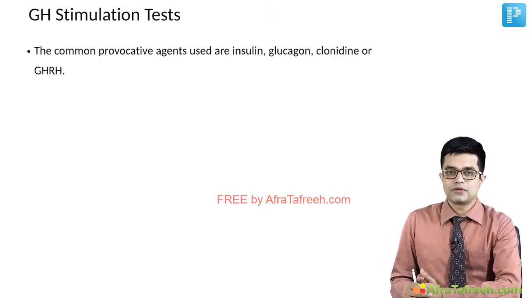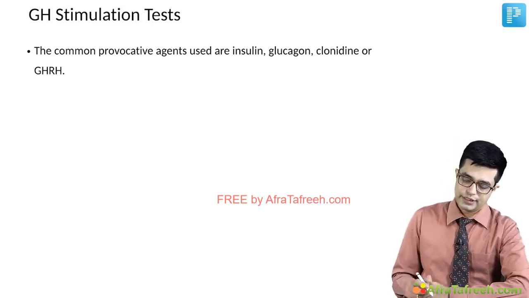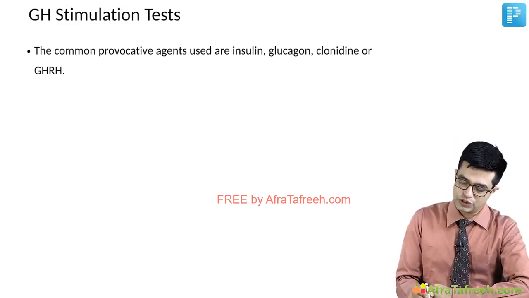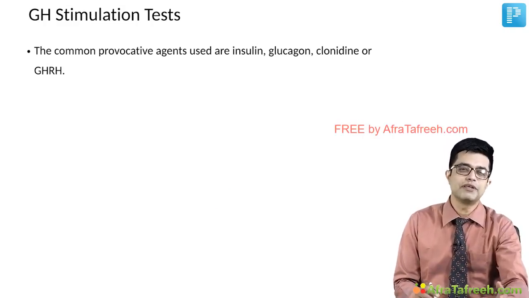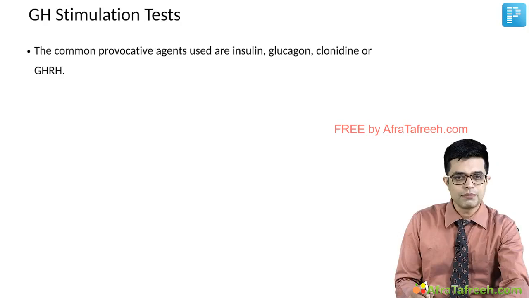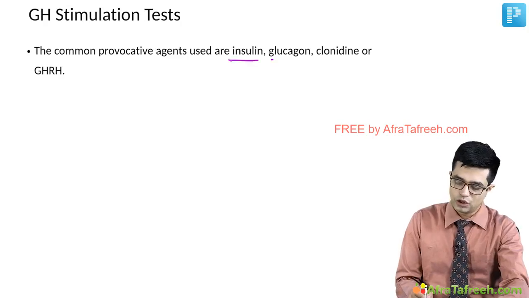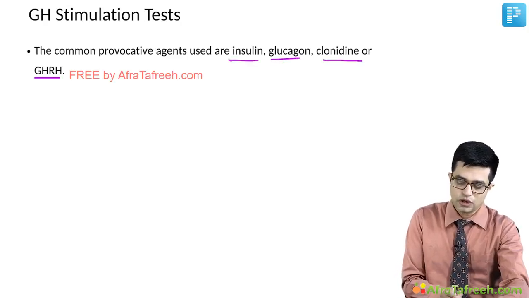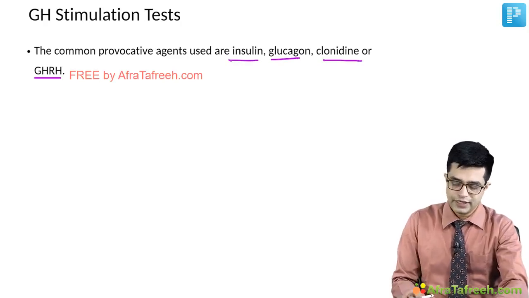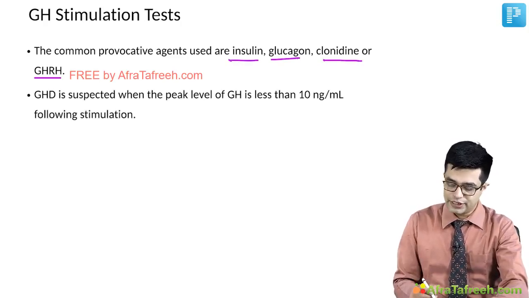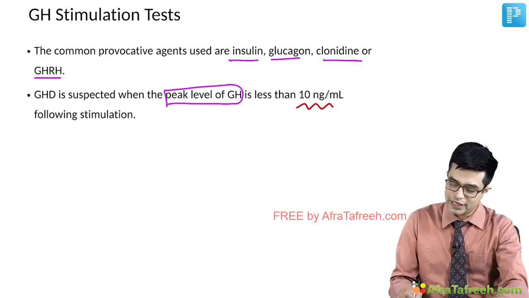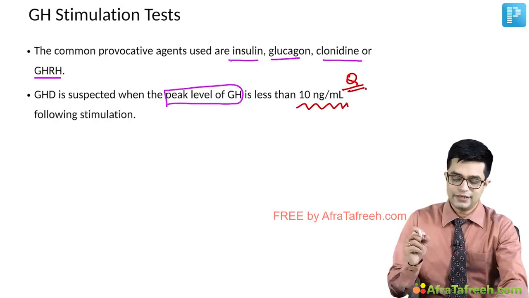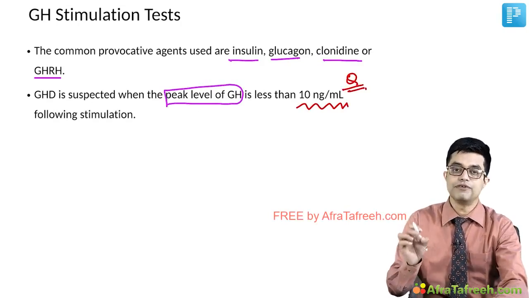They are also called growth hormone provocation tests. Regarding the common provocative agents used, earlier we used to go in for exercise based regimes also, but they are difficult to do in children. So we go in for pharmacological agents like insulin, glucagon, clonidine or growth hormone releasing hormone. If after giving these provocative agents, the peak growth hormone level is less than 10 nanogram per ml, this is a potential MCQ, then you should suspect growth hormone deficiency.